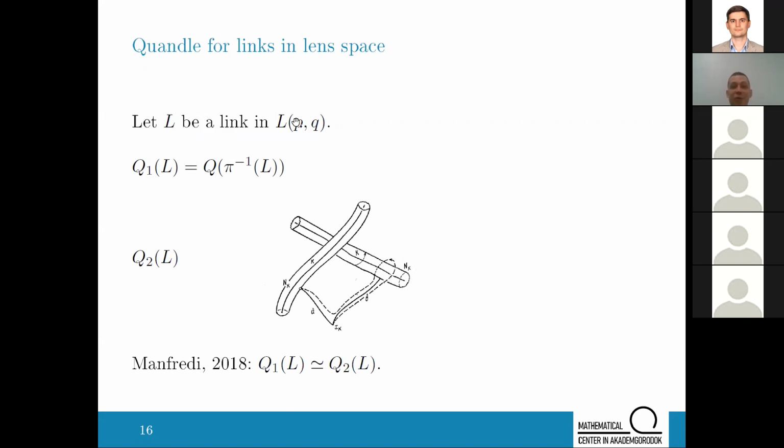And this fact says that a quandle is not a good enough invariant. Why does it say this? Because this definition is defined using the liftings of the link. So the quandle is a quandle of the lifting of the link. It means that this quandle cannot distinguish links which have equivalent liftings. But there are non-equivalent links in lens spaces which have equivalent liftings. So it means that a quandle is not good enough. Of course, it's good, it can distinguish a lot of links, but there are links which it cannot distinguish: links which have equivalent liftings, and there are a lot of such links in lens spaces.